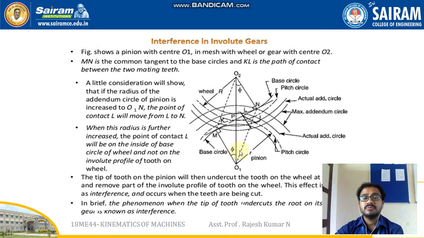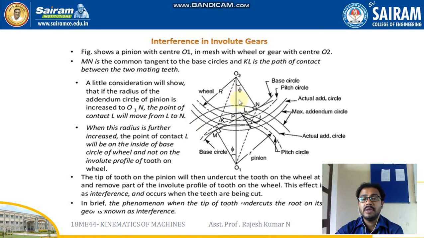The sketch shows a pinion with center O1. It is meshing with a gear with the center O2. So the pinion's center point is O1, and the gear's center point is O2. Now, capital MN is a common tangent. You can see this is the MN line. This is the common tangent line to the base circles.